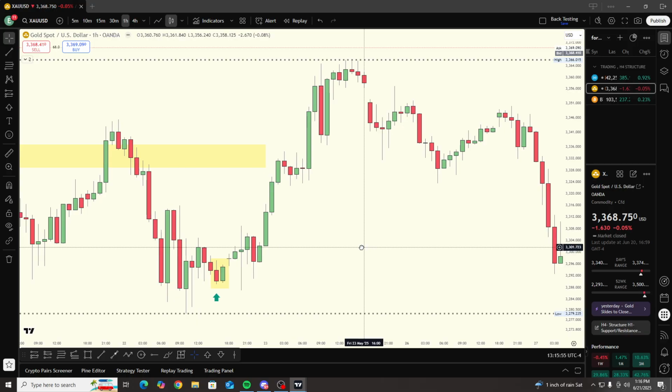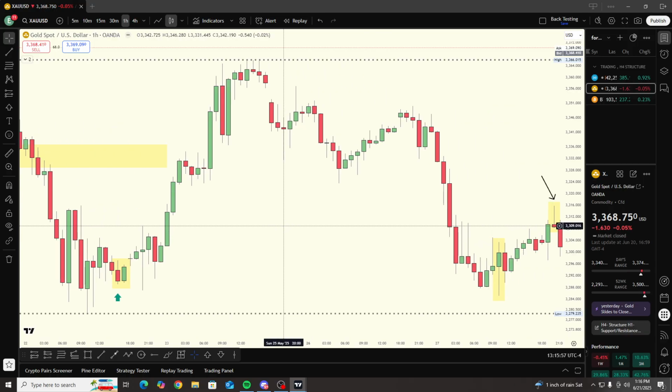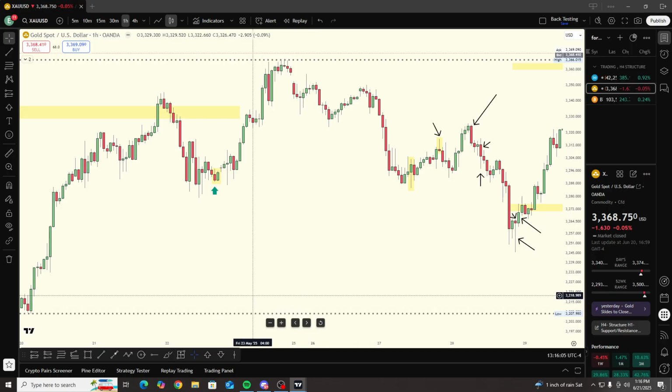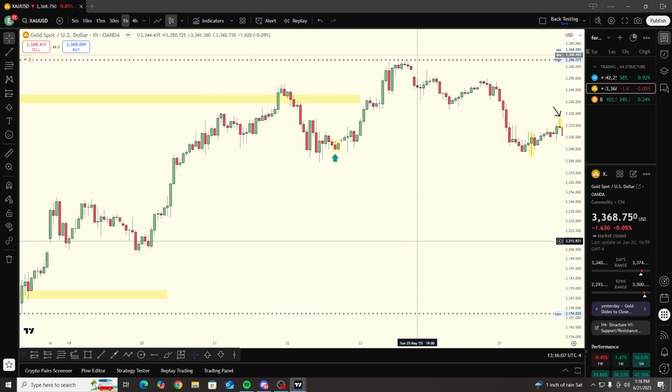This is my main chart, by the way. I should have cleared this, but I had the markup from when I did the first video here, so I just was like, let me just start from here. So let's get into a little bit of structure.